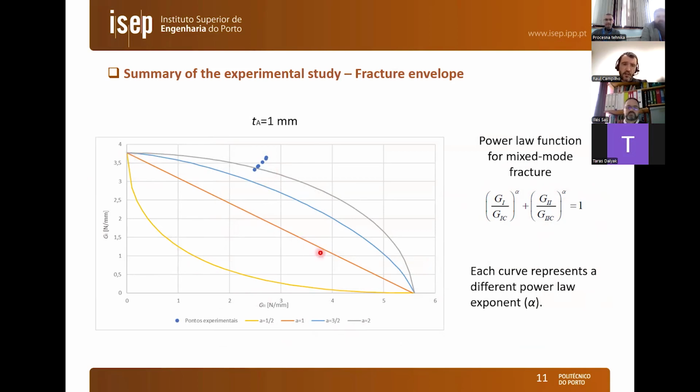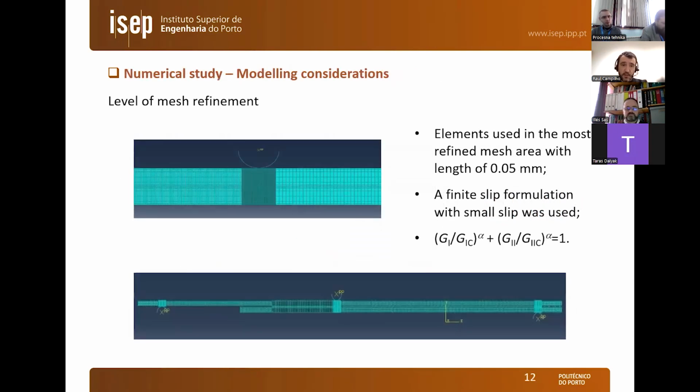The straight line is the linear power law, and we saw that this adhesive experimentally gives us a fracture law exponent of 2, which is somehow different, for example, to epoxy adhesives, which are typically under a law of 1. But in this case, we calculated and we saw that it was a value of 2 for all of the adhesive thicknesses that we tested.